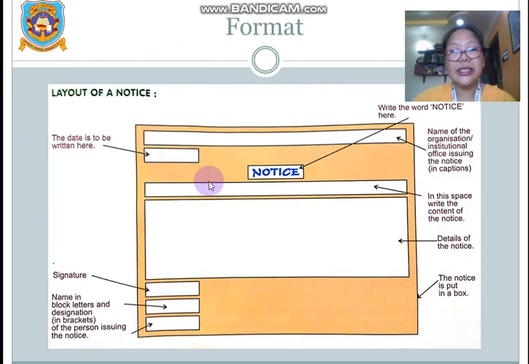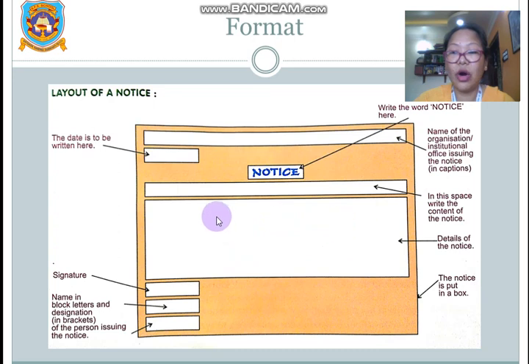Okay, this would be the layout of a notice. Here you will write the name of the organization or institution or office issuing the notice. So if the notice is issued by a school, then we will write here Saint Francis de Sales, right? This is the name of the school. We will mention here the date on which the notice is put up. Then we will write here notice. Then we will write the heading of the notice.